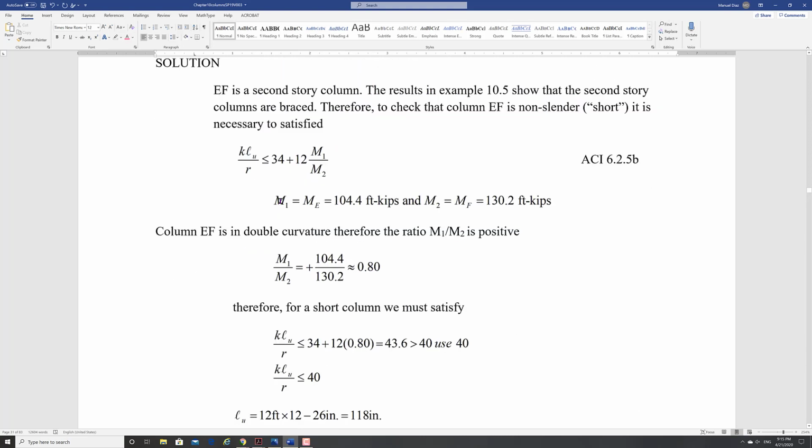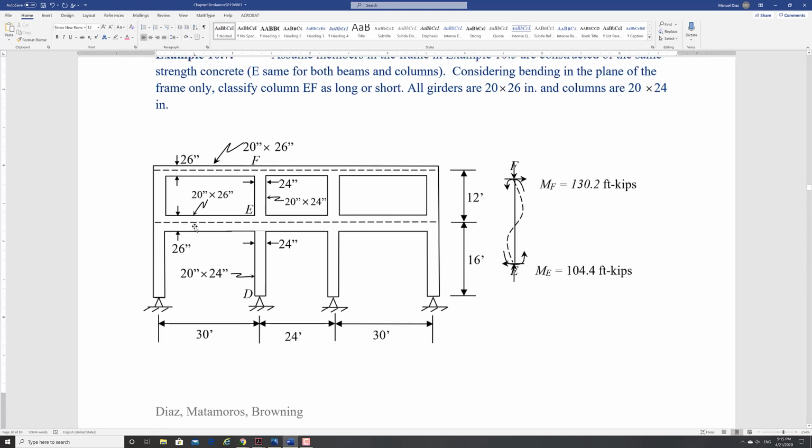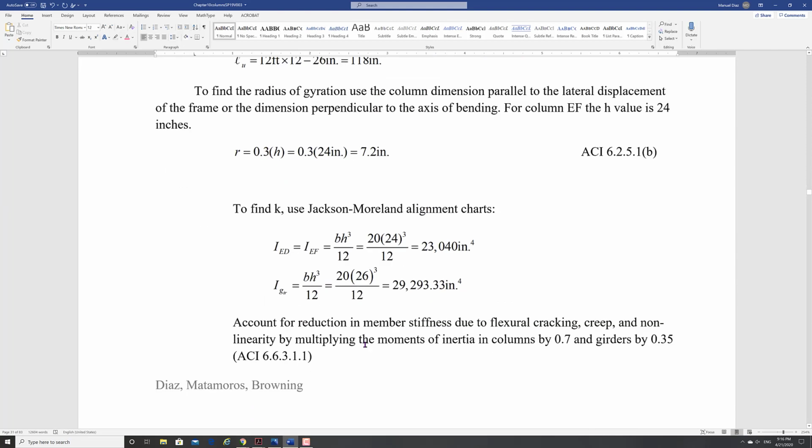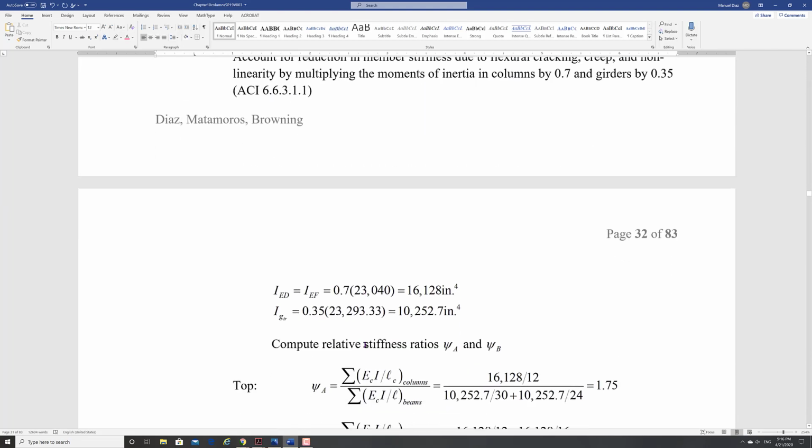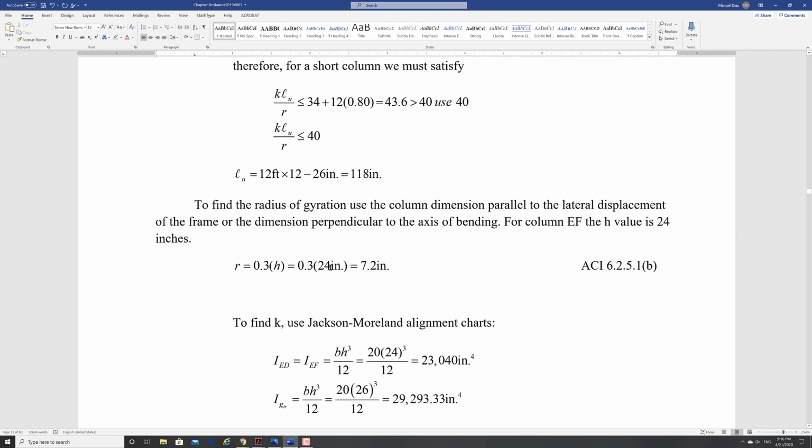Again, if we are looking at buckling in the direction of the plane, in the direction of the screen, left, right, the h is 24. If we're looking at buckling out of the screen, out and in of the screen, the h will be 20. So with the 24, then we find our radius of gyration.